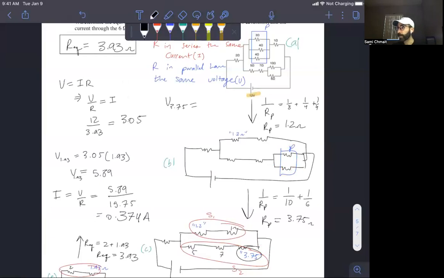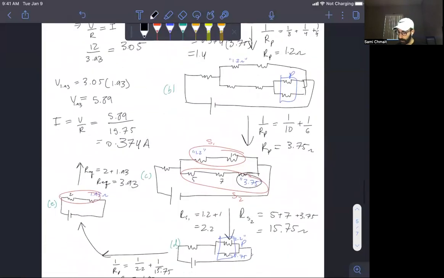Oh, I'll answer that question in a second. V 3.75 is equal to the current there times the resistance, right? So the current there we just found is 0.374. And then the resistance here is 3.75. So that comes out to be 1.4. All right, sorry, I'm kind of running out of space here.